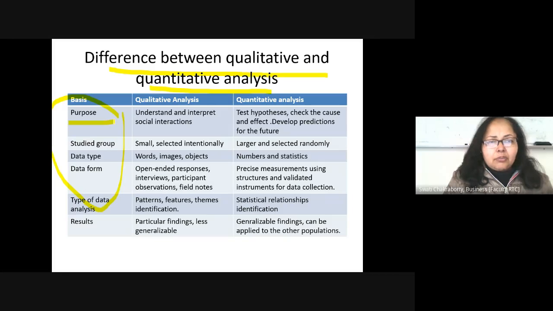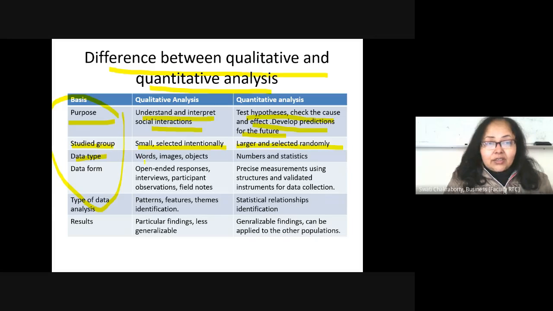The first is the purpose. For qualitative analysis, the basic purpose is to understand and interpret social interactions, whereas for quantitative analysis, it's to test hypotheses, check cause and effect, and develop predictions for the future. Studied group: in qualitative analysis, it's a small group which is selected intentionally. In quantitative analysis, it's a larger group and selected randomly.